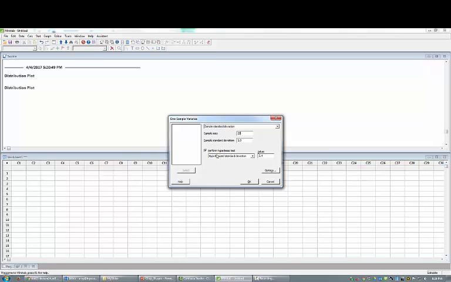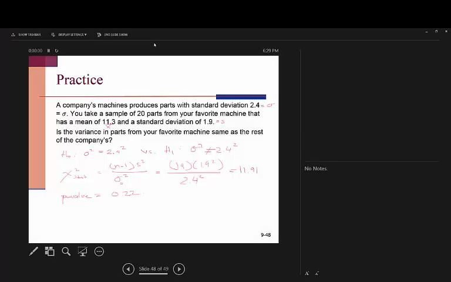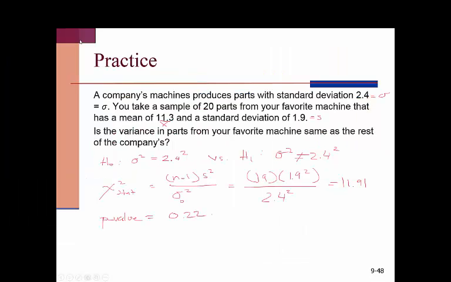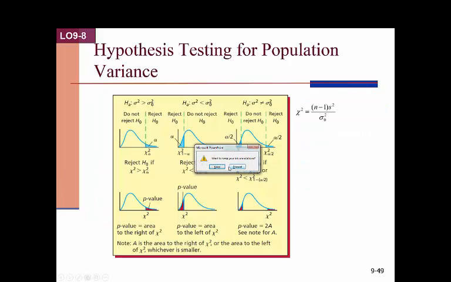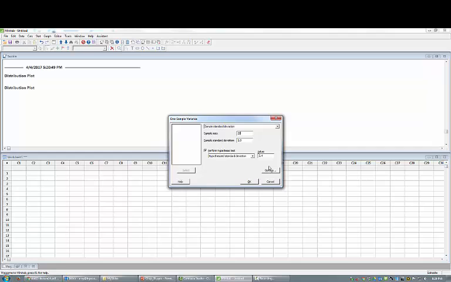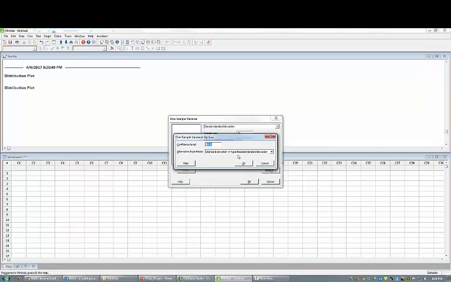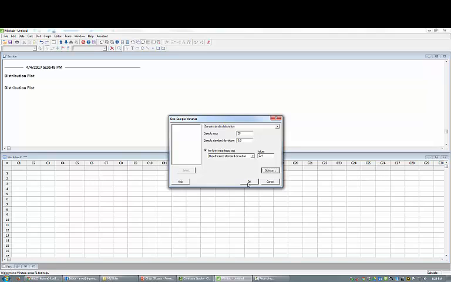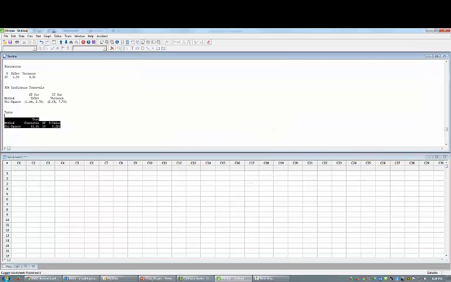I want to do a hypothesis test where my hypothesized standard deviation is 2.4. Remember, this was the sigma naught that we had. Going back here, you can change under Options if you want it to be one-sided, but we want it to be two-sided. We click OK, and we get this output.